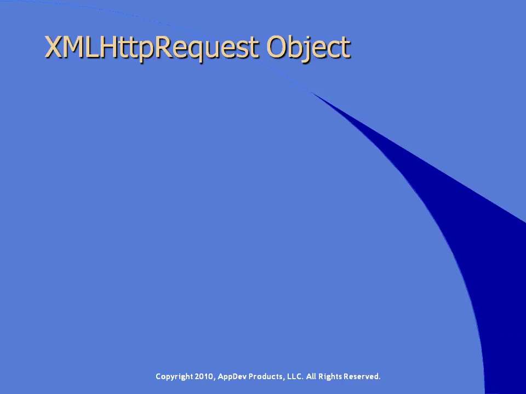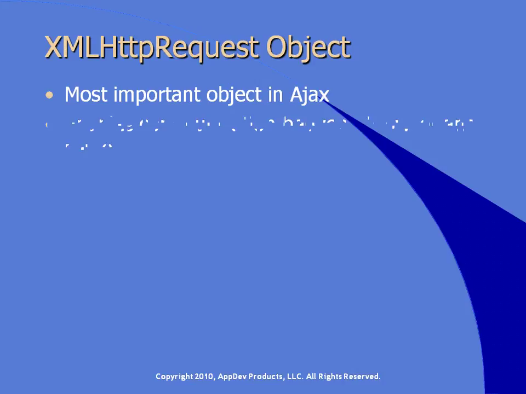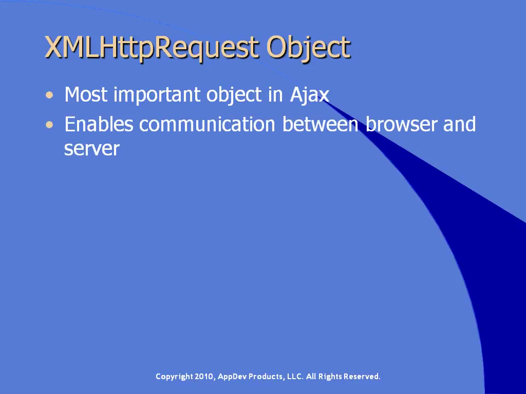The most important object in all of AJAX programming, whether you're using Microsoft's framework or any other, is the XML HTTP request object. XML HTTP request enables communications between the client browser and the content server while the page is idle. JavaScript within the client performs the calls that go to the server and are then returned to the XML HTTP request object.